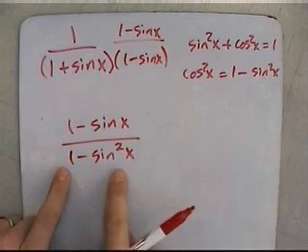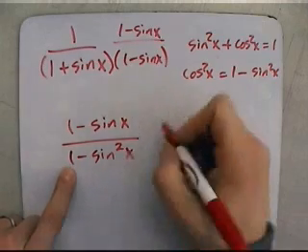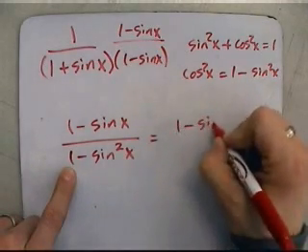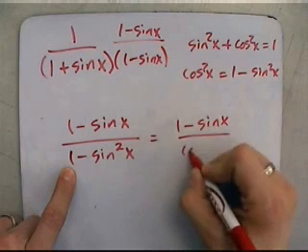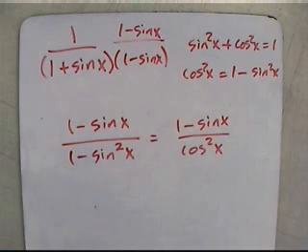However, 1 minus sine squared, that's a good one. What is that going to equal? Cosine squared. So this is going to equal 1 minus sine over cosine squared of x. Now, the ultimate goal for this, at least I think, is to get rid of the fractions. That's what we really want to try to do.